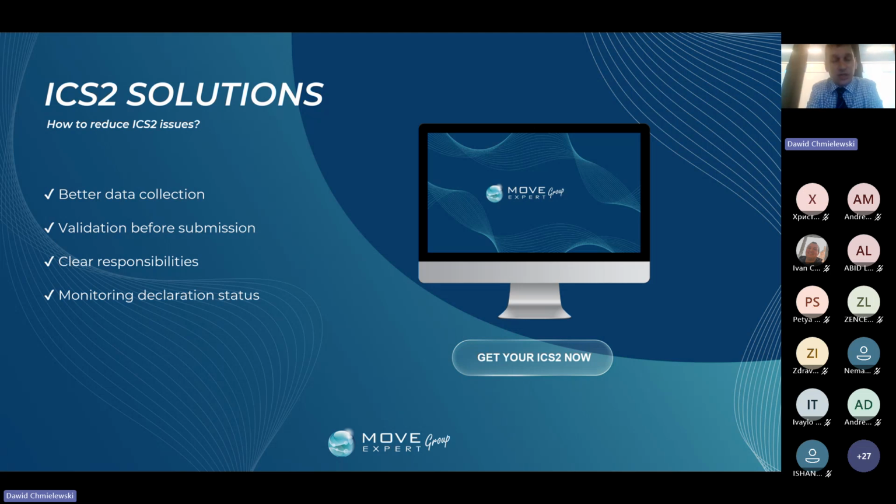I'm sure you're aware of what the code is. Nevertheless, please do bear in mind that this is a service we also provide. We can make ICS2 declarations for transports from Turkey, Serbia, Morocco, etc. And monitoring declaration status. That is also a very interesting one, because the system is dynamic. It changes all the time.